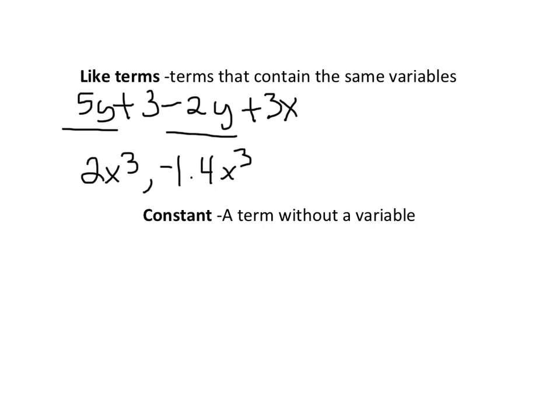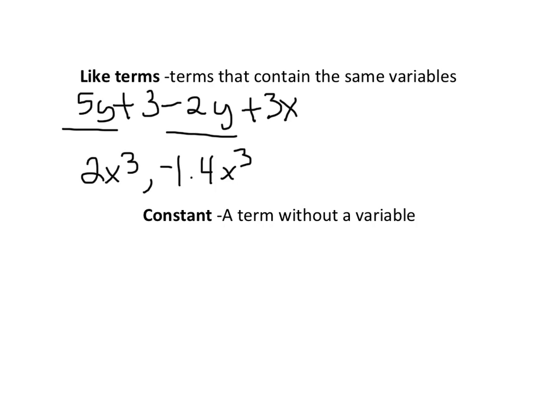Two more terms that are alike are 2x raised to the third power and negative 1.4x to the third power. Notice that they both have the same variable, but they also have the same exponent, and that's very important to know what like terms are: the variable and the exponent must be exactly the same. Once again, the coefficient doesn't play into it, whether it's positive or negative.